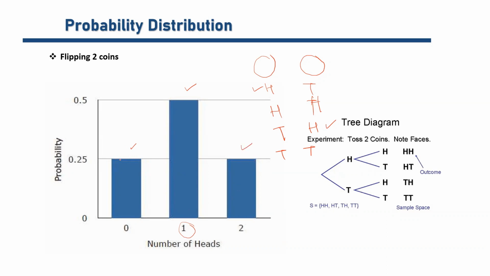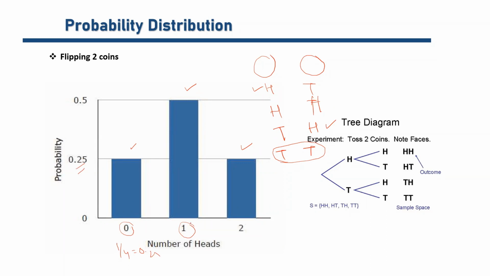Now, how did I calculate this? The probability of getting no head, zero heads, is only possible when both of them are tails. So if you have 4 events, out of them only one event is both tails. So it is going to be 1 by 4, which is 0.25. So that's why we have 0.25.